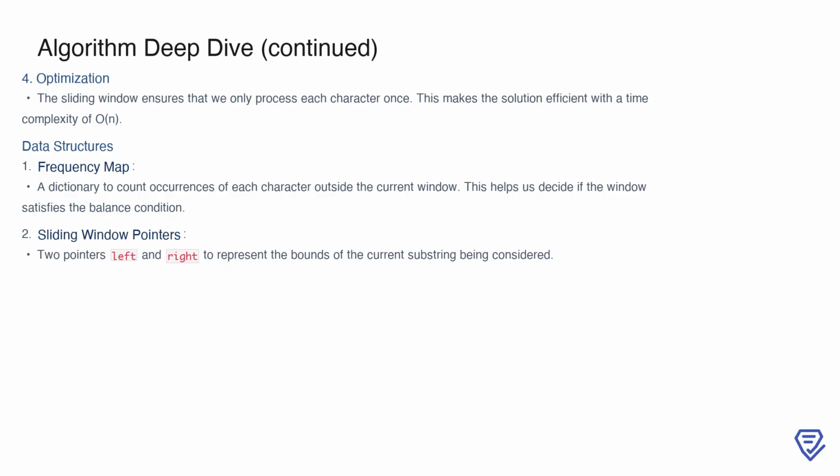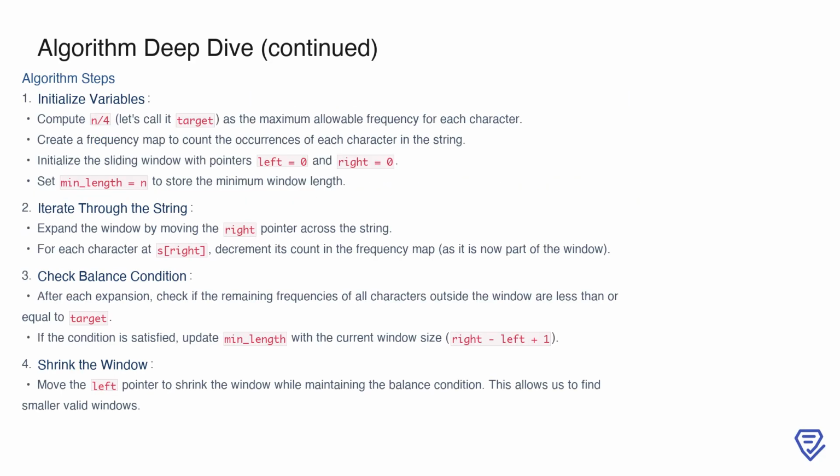To implement this, we rely on two key data structures. The first is a frequency map, which keeps track of the count of each character outside the current window. This map is crucial for determining whether the current window satisfies the balance condition or not. The second is the sliding window pointers, left and right, which define the boundaries of the substring we are considering. By adjusting these pointers, we can expand or shrink the window dynamically, making it possible to explore all potential substrings without redundant computations.